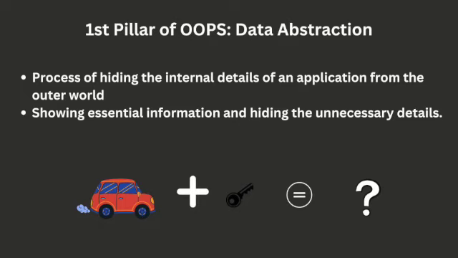Now let's say we have the first pillar of OOPS, which is called data abstraction. Data abstraction is just the process of hiding the complex or internal details of an application from the outer world and showing just the essential information. Let's say, for example, we have a car and a key. When we put in the key, we just start the car, but how exactly the car starts, we don't know. Those are internal details which have been hidden from us. This is an example of data abstraction.